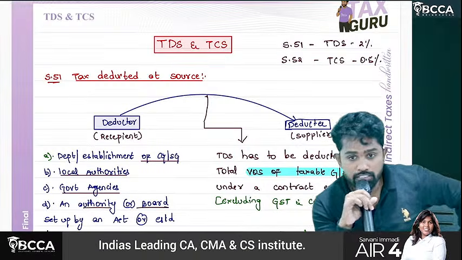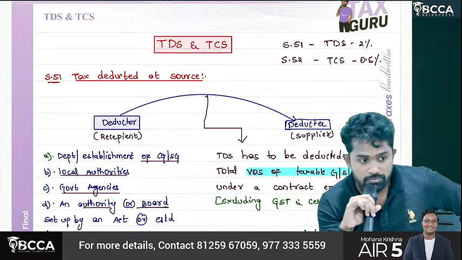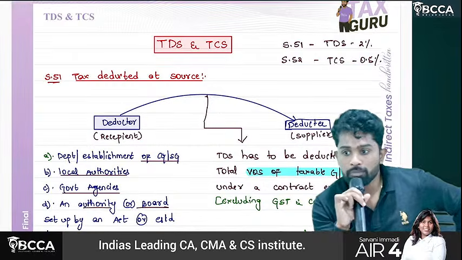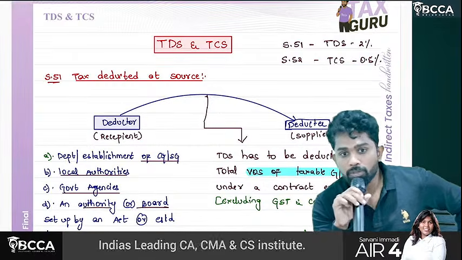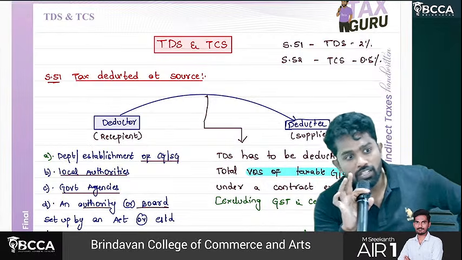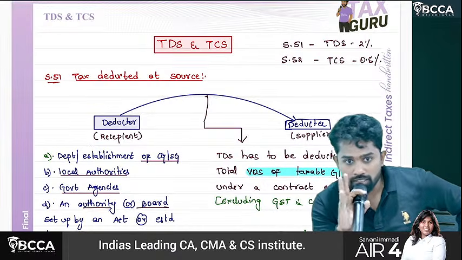TDS. TDS means what? Tax deducted at source. So TDS mostly applies to government and government authorities. It applies to normal people only in case of metal scrap. Rest all the cases it applies only to government and government related persons only.